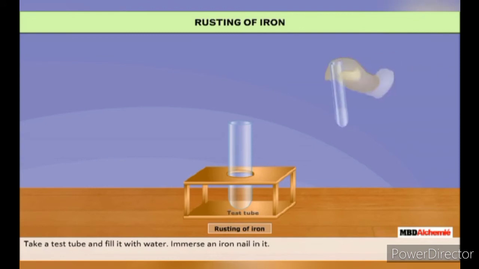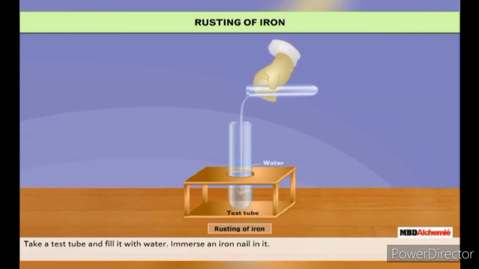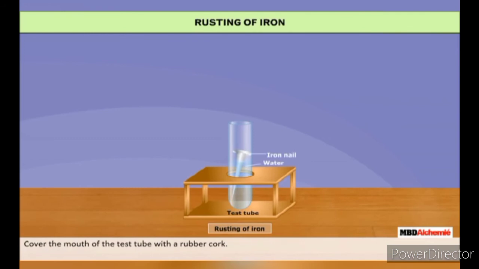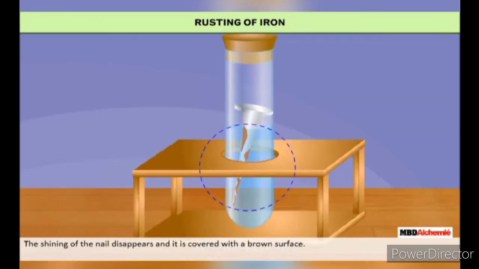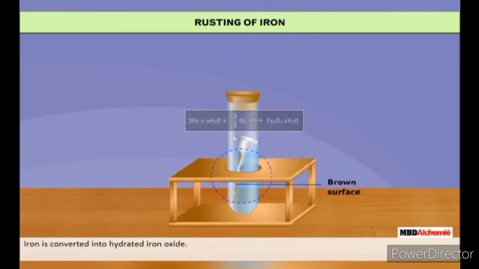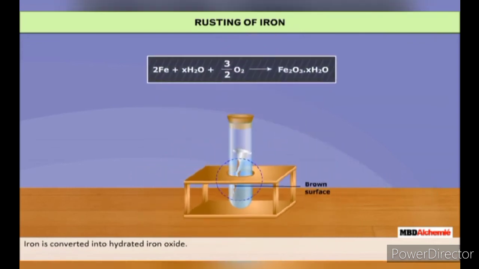Take a test tube. Fill it with water and immerse an iron nail in it and cover the mouth of the test tube with rubber cork. Keep it for a few days. The shining of nail disappears and it is covered with a brown surface. Iron is converted into hydrated iron oxide.